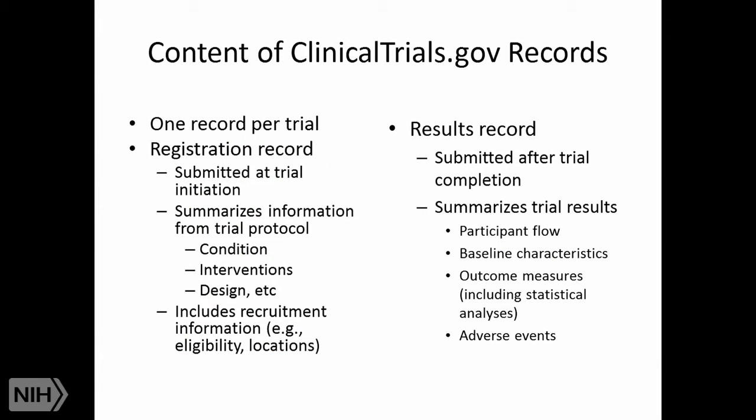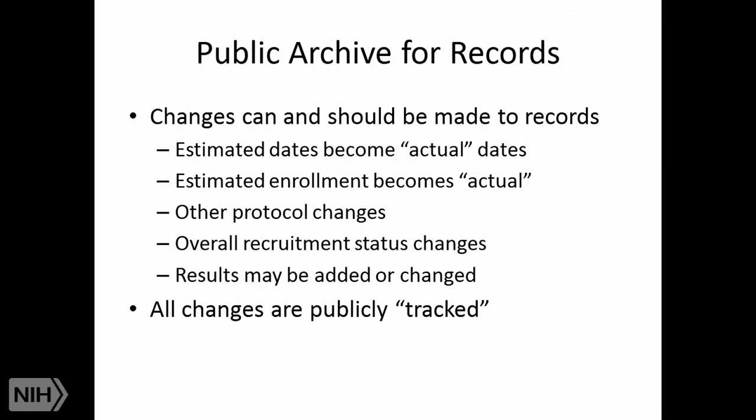Content of a ClinicalTrials.gov record. The concepts include that there's one record per trial. The registration record should be submitted at or prior to trial initiation. It summarizes information from the trial protocol and also includes recruitment information. The results record would be submitted after trial completion, and it summarizes trial results, and I'll show you more about that in a second. ClinicalTrials.gov provides a public archive for records.